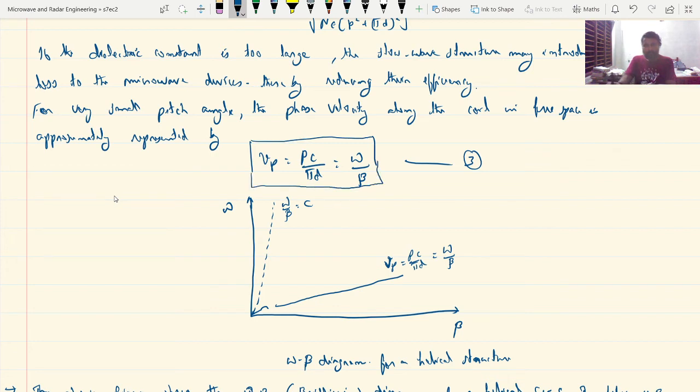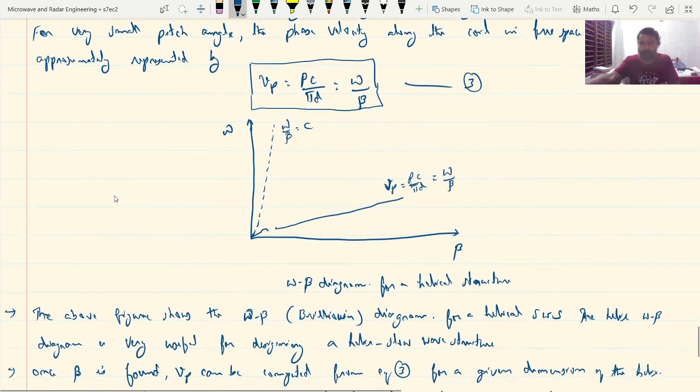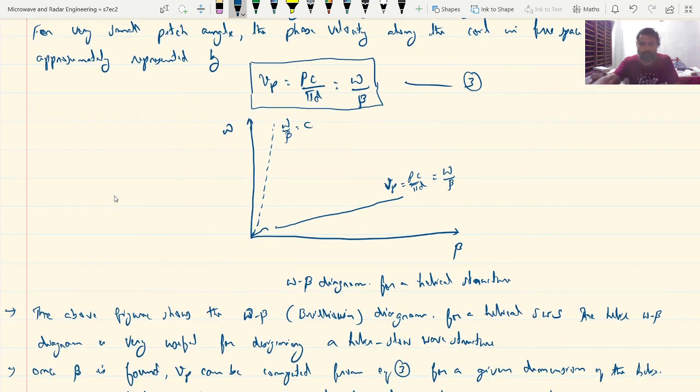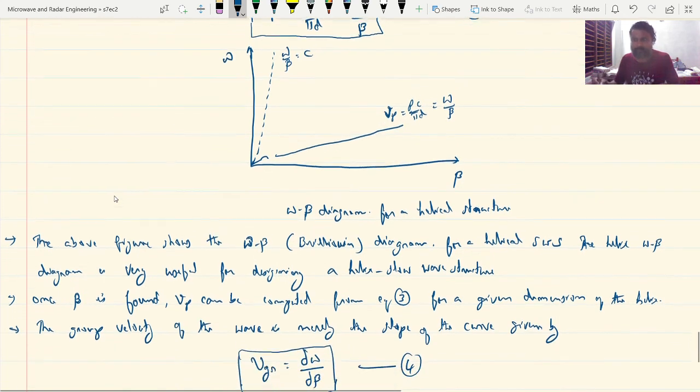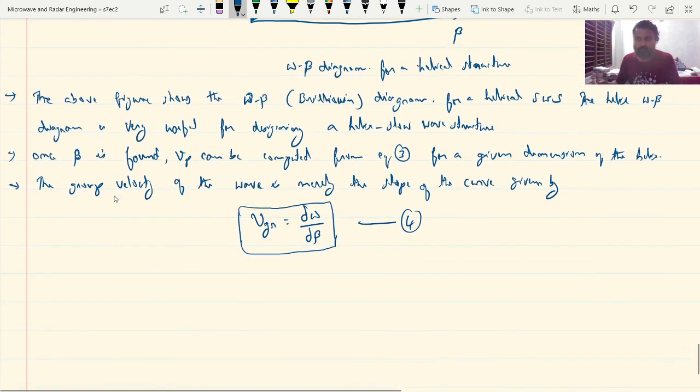So this two equation is very important. Clear? So I will give you some more notes related to the same thing, some more points related to the slow wave structure.